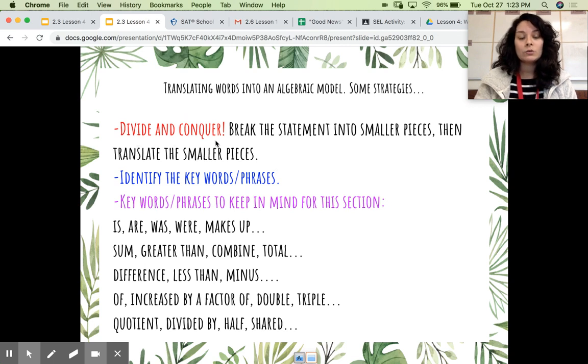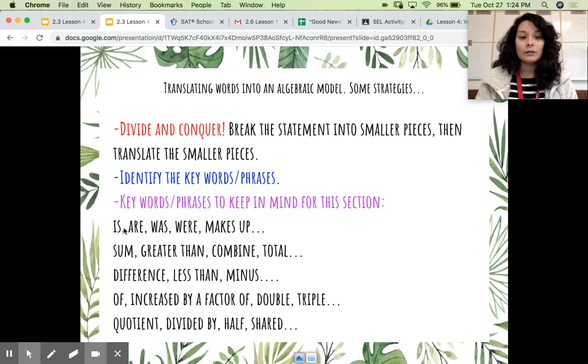So, one key strategy that you're going to want to use when dealing with word problems is to divide and conquer. Break the statement up into smaller pieces and then translate those smaller pieces. You also want to identify the key words and phrases, and a few words and phrases to keep in mind for this section. Of course, this isn't all of the words and phrases that we could come across in problems, but these are a few good ones.